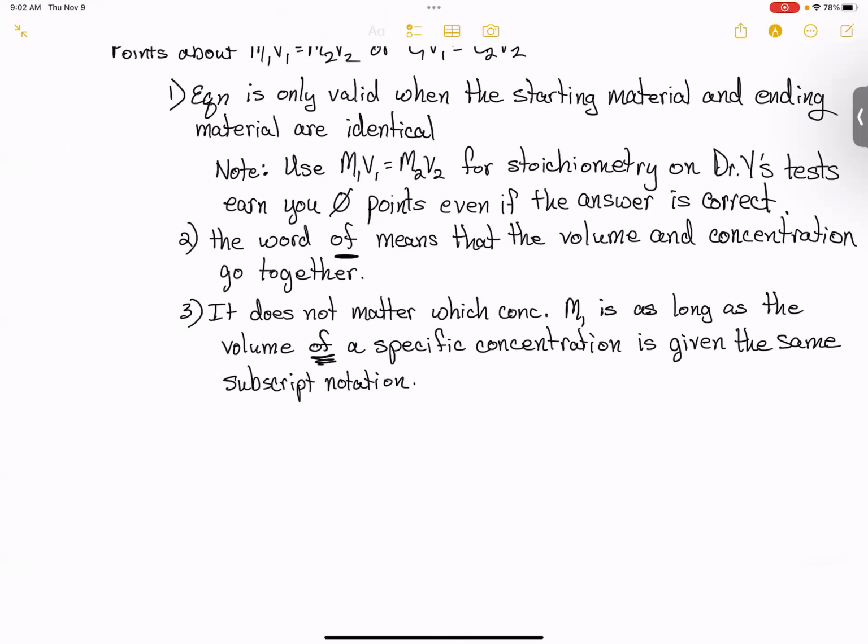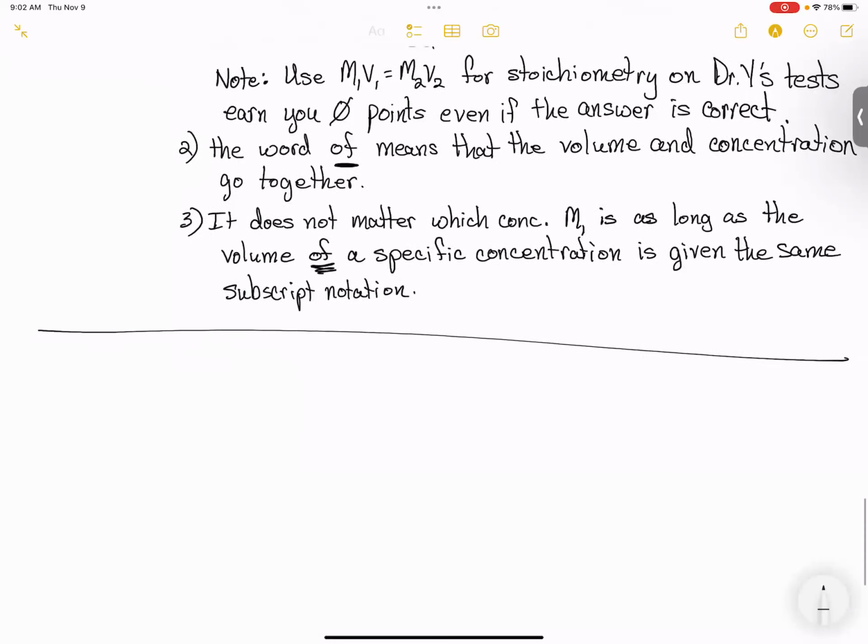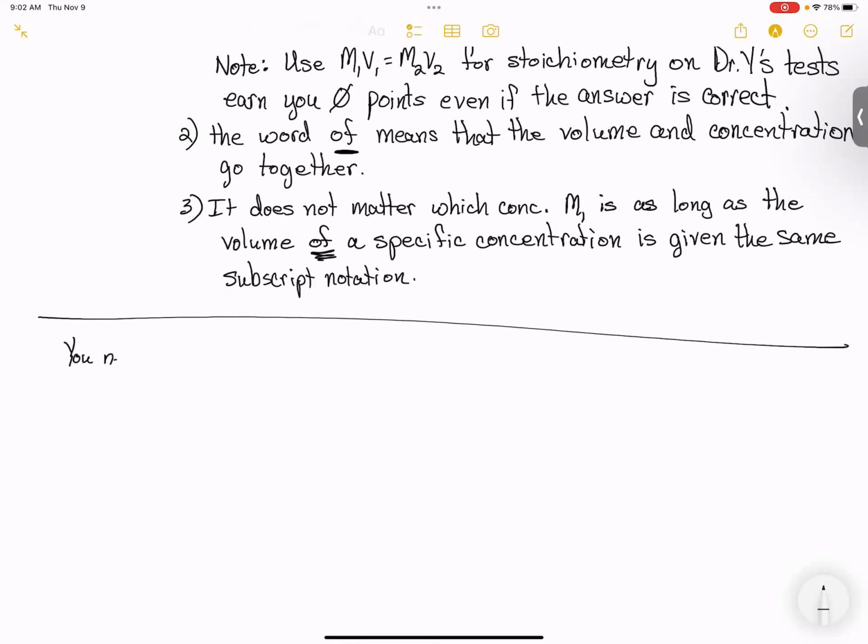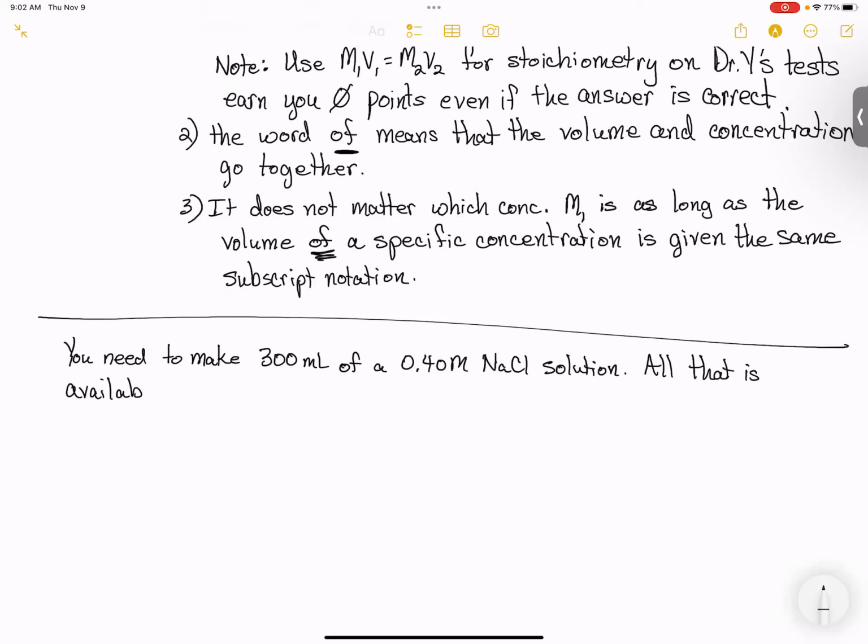So let's look at a couple of problems. You need to make 300 milliliters of a 0.40 molar NaCl solution. All that is available is a 1 molar solution. Determine how to make the dilution.